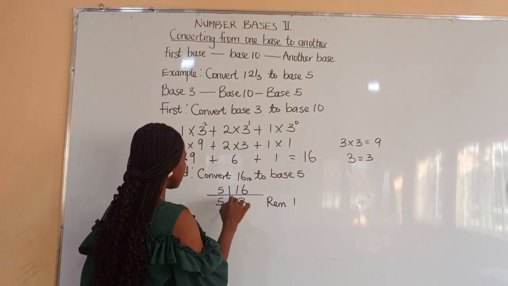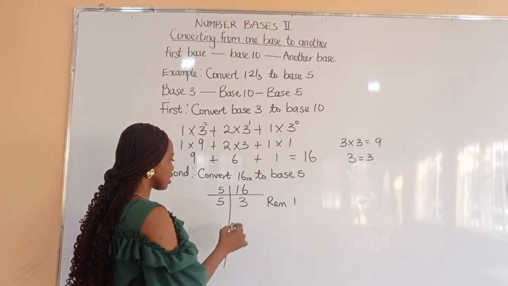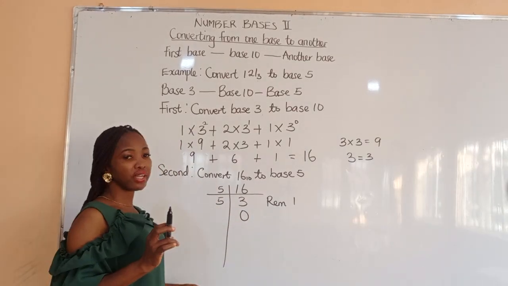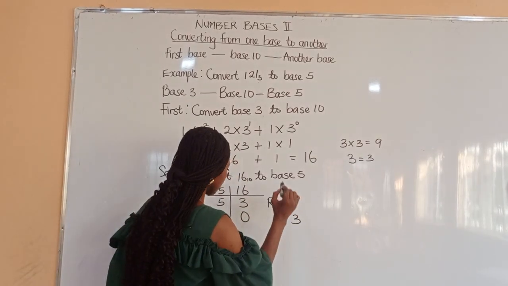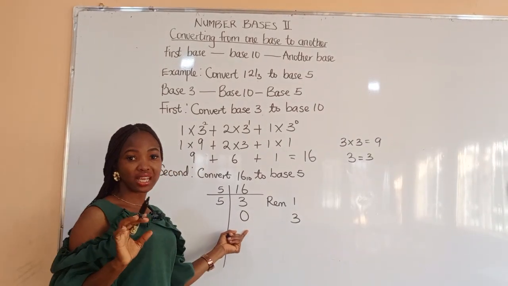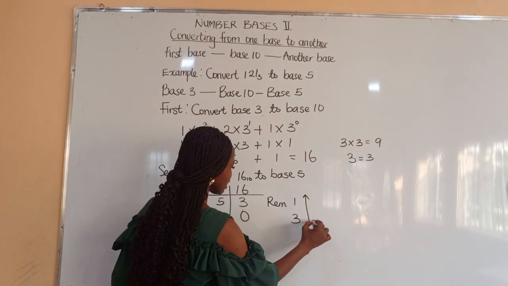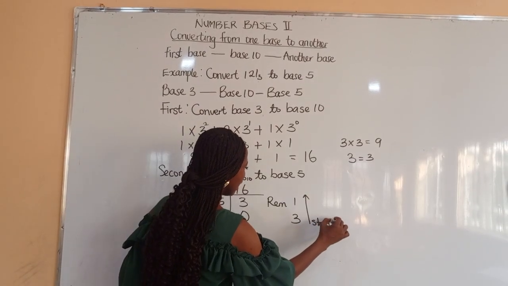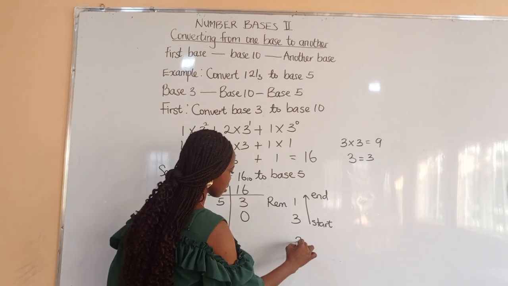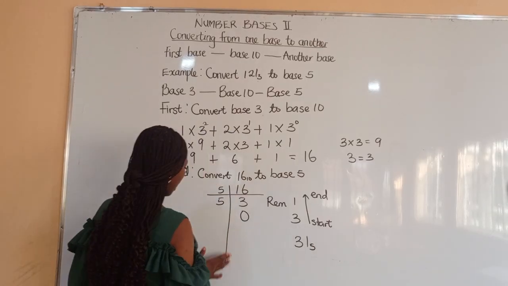Now 5 divided into 3. 5 cannot divide 3. That means it is 0. 5 times 0 is 0. 3 minus 0 is 3. So whenever my answer ends with 0, that is where I'm going to stop. So I'm going to write the remainders, this is my starting point, and this is where I'm going to end. What it means, this becomes 31 base 5.